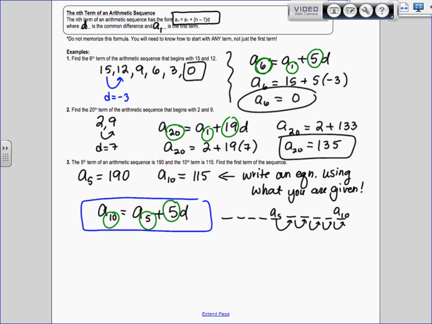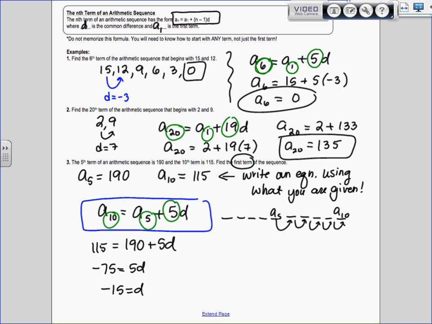Okay, so my 10th term is 115. My 5th term was 190 plus 5 common differences. I subtract my 190, so I get negative 75 equals 5D. Divide by 5, I get negative 15 equals D. Once you have the common difference, figure out what you need to find.